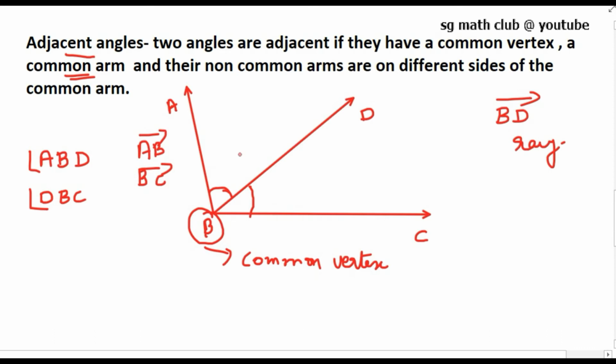Where are they lying? They are lying on different sides of this common arm. One ray is lying on this side and one ray is lying on this side of the common arm. Such types of angles are called adjacent angles. They should have a common vertex, they should have a common arm, and the non-common arms will lie on different sides of the common arm.